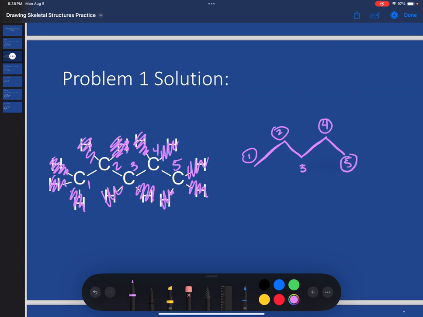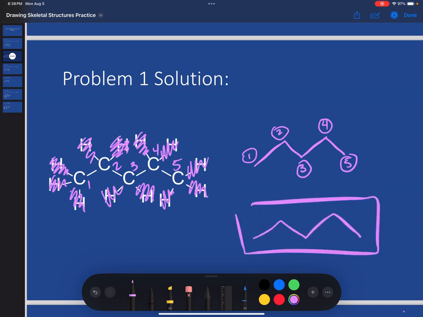All right. So if we want to look at this without the numbers, I have a compound that looks like this. So this would be my skeletal structure for the first problem. And so again, we know that any ending point right here and any mountaintop or valley is a carbon.